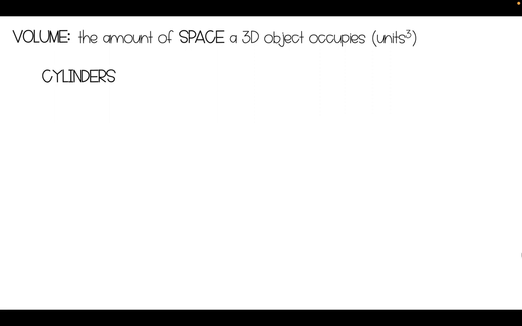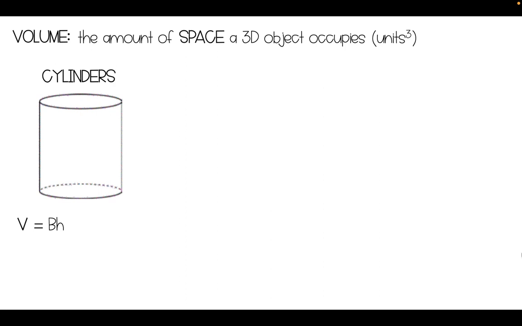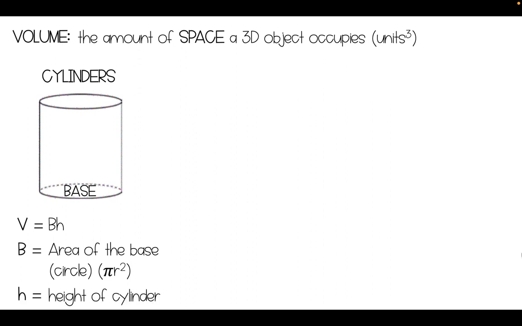So we have three shapes we're going to talk about. The first one is cylinders. So this is what a cylinder looks like. And our volume formula for a cylinder is big B times H. Now remember, big B actually stands for the area of the base, which in this case is our circle, which is a spot at the bottom. And then H is the height of the cylinder. So it's actually the distance between those two circles.